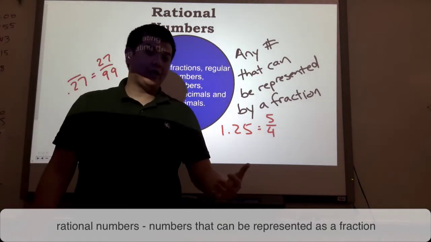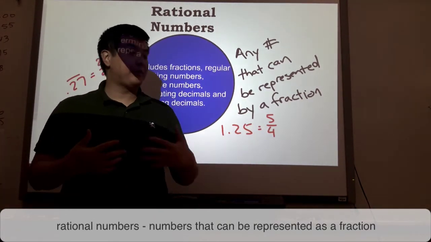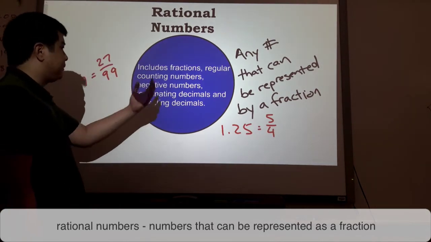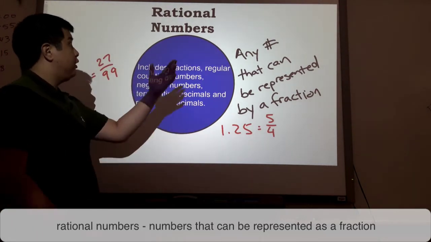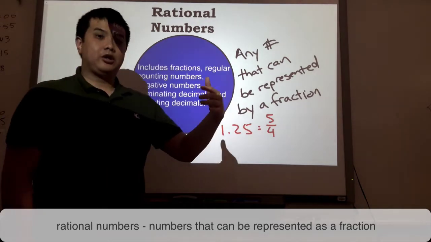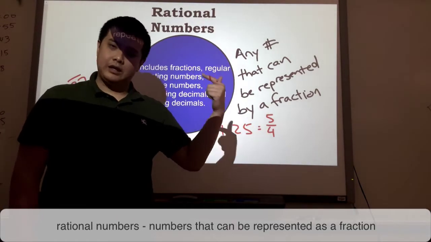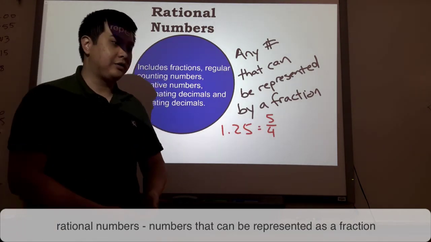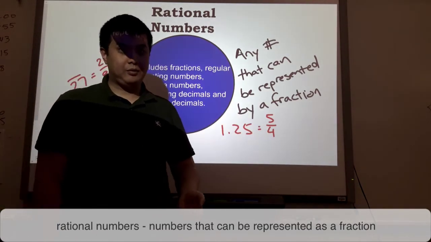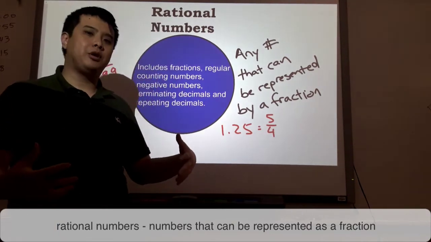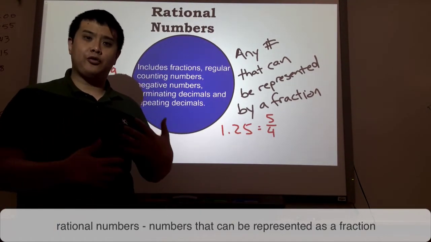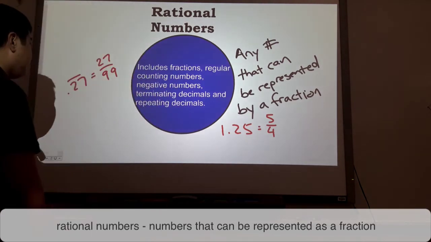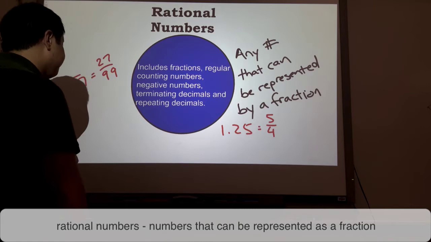Tomorrow we'll prove that any number that has repeating can be represented by a fraction. So rational numbers again include natural, whole, integers, but they also include any number that can be represented by a fraction, including repeating decimals. And again, we'll show that tomorrow, that any number that repeats over and over as a decimal can be represented by a fraction, such as 0.27 repeating.